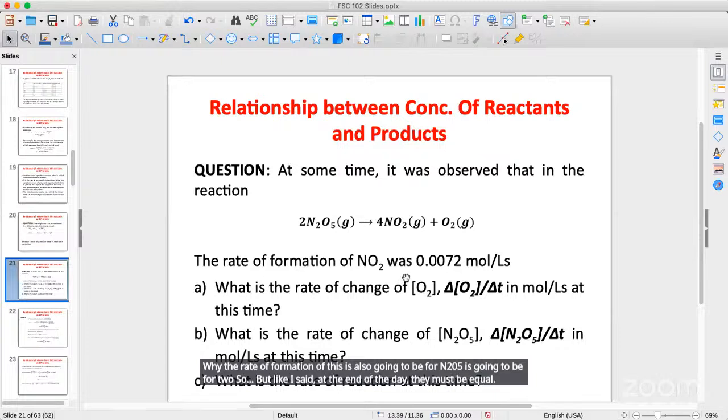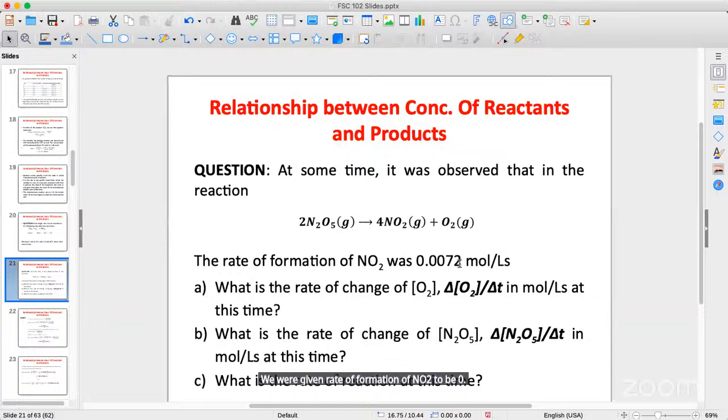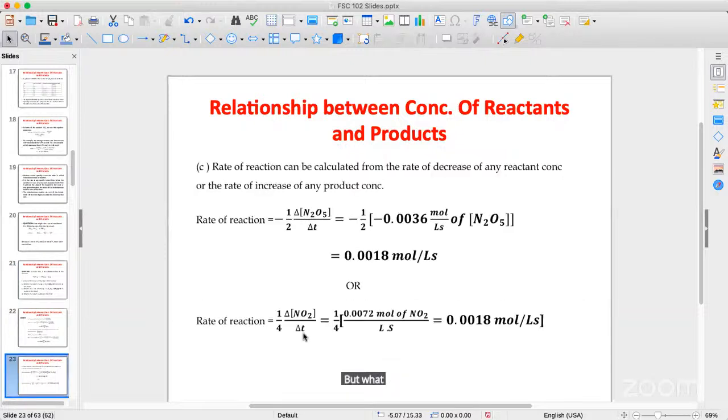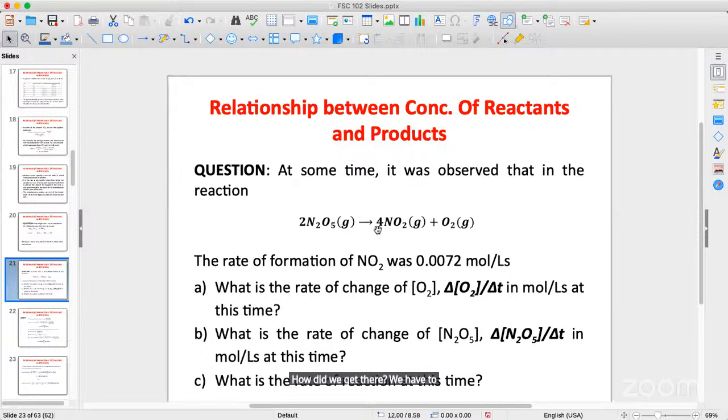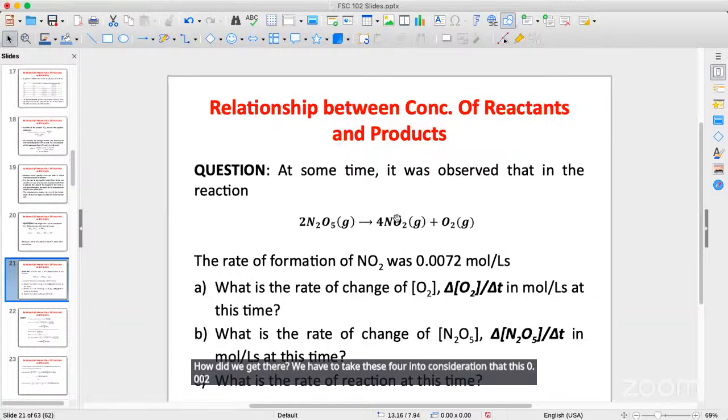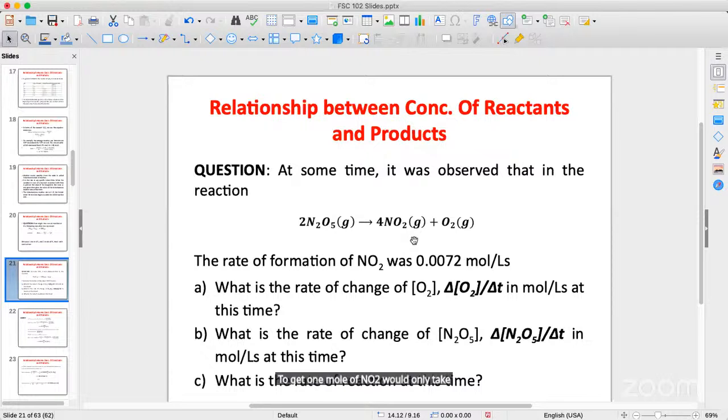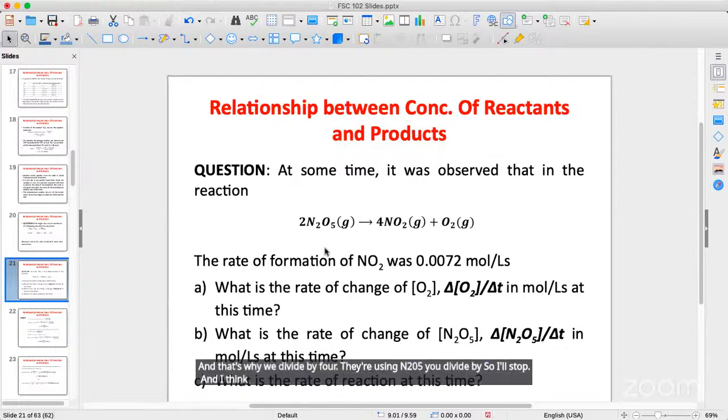We were given the rate of formation of NO2 to be 0.0072. But what did we arrive at as the rate of reaction? 0.0018. How did we get there? We have to take this 4 into consideration: this 0.0072 was for 4 mole of NO2. To get 1 mole of NO2 would only take what? That would be what as the rate. And that's why we divide by 4. If you're using N2O5, you divide by 2. So I think that's the explanation for that.